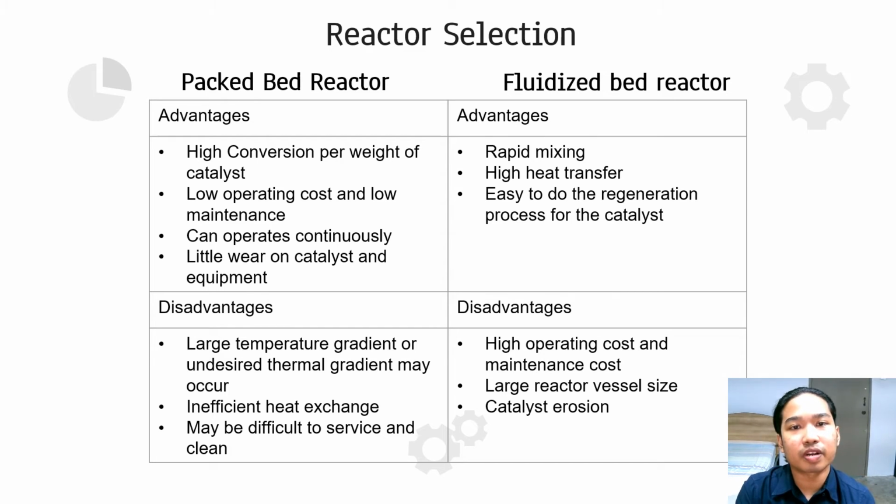After considering the parameters, two types of catalytic reactor have been chosen for the process, which are packed bed reactor and fluidized bed reactor. Each of the reactors has its own advantages and disadvantages. The advantages of the packed bed reactor are high conversion per weight of catalyst, low operating cost and low maintenance, it can operate continuously, and there is little wear on the catalyst and equipment.